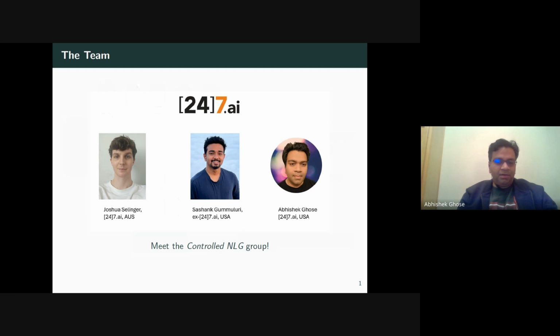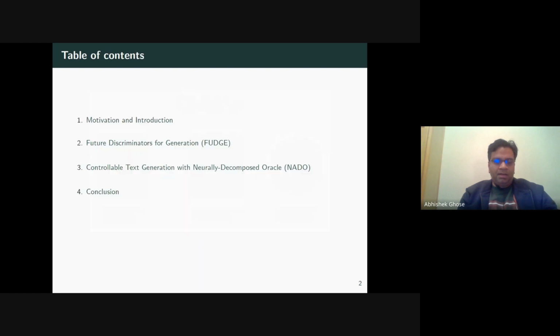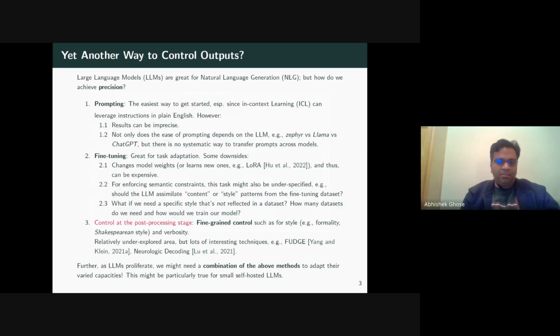So this is the team that has worked on this specific project. I have Joshua from Australia. Sashank used to work with us. He has recently joined another company, and that's me. And this is the team that was devoted to controlled generation. We have a larger group, but this is the subgroup that worked on this problem. So let's get into the topic.